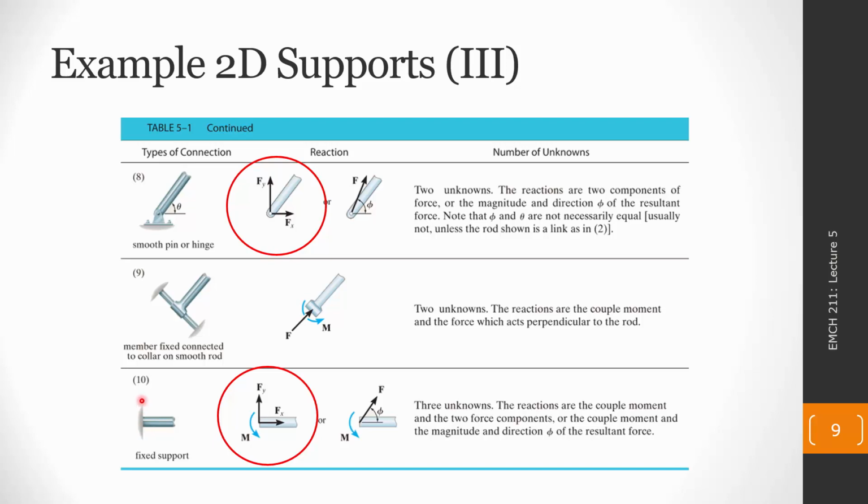So in a fixed support, we see that we have all 3 reactions happening there. We have 2 components of force, and we have a moment or a couple acting because all motion, translation, and rotation are being prevented at a fixed support.